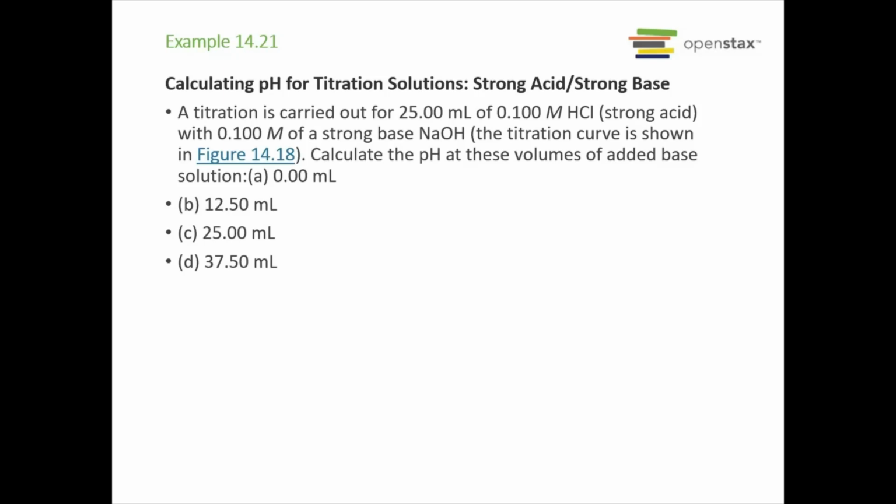So let's go ahead and look at an example. We're looking at a titration for 25 milliliters of 0.1 molar hydrochloric acid, which is a strong acid, with some strong base, and we want to calculate the pH at different volumes. The first volume is at 0 milliliters. So at 0 milliliters, our solution is all HCl. So our pH is the negative log of H3O plus, which is just equal to the concentration of HCl. So the negative log of 0.100, and so that's a pH of 1.